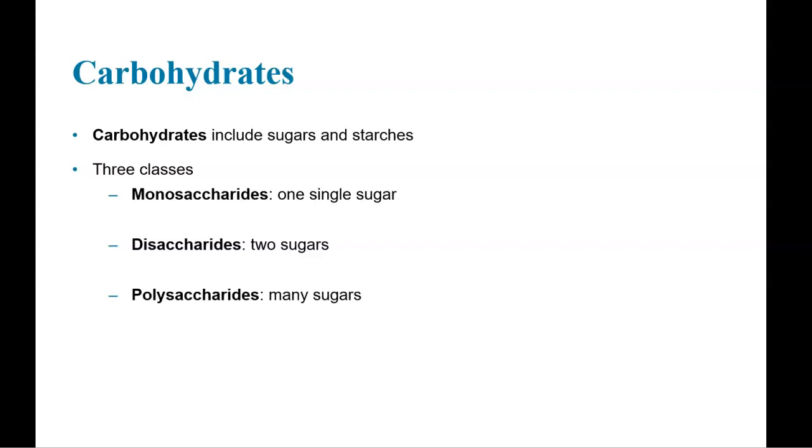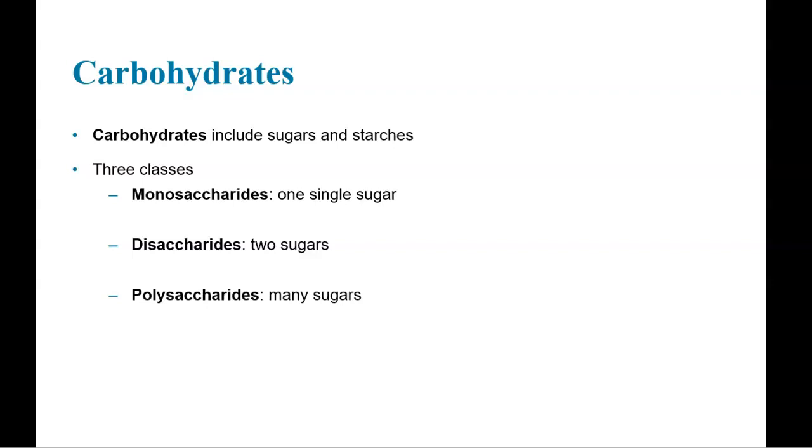Then there's disaccharides. These are two sugar groups. That's things like sucrose, lactose, and maltose. And that's two sugars because, for example, sucrose has glucose and fructose. It's fructose plus glucose that makes sucrose. So that's why it's a disaccharide, having two sugars.